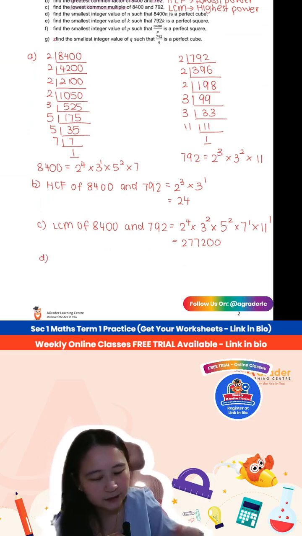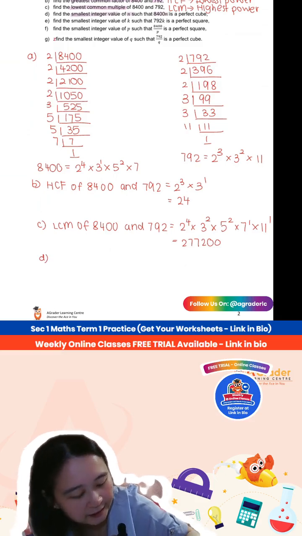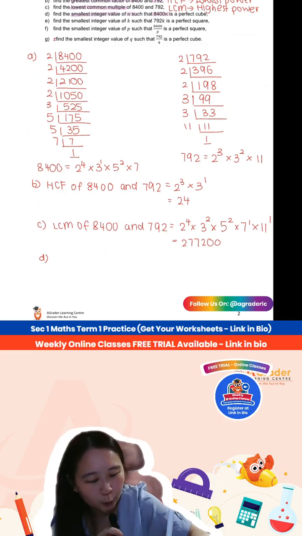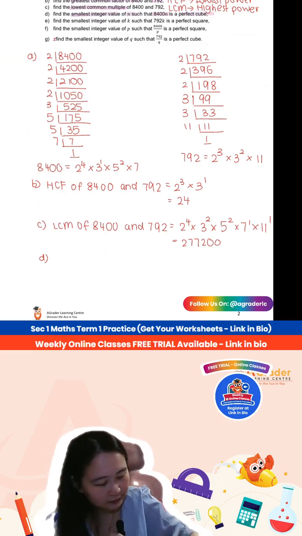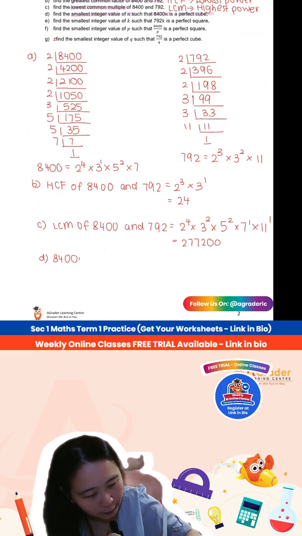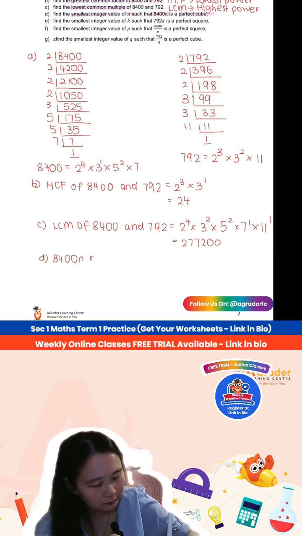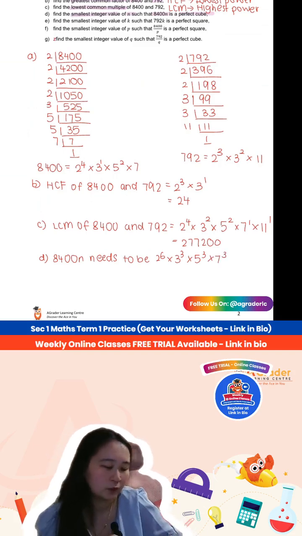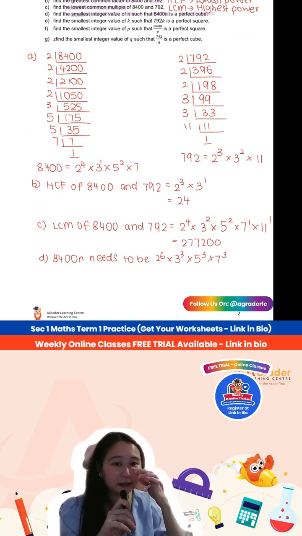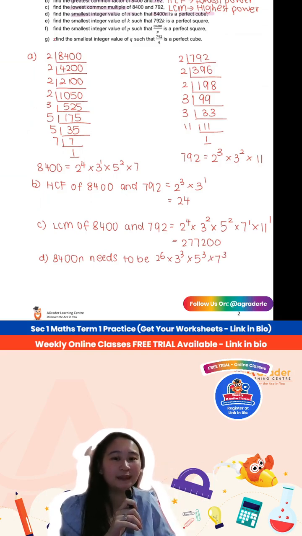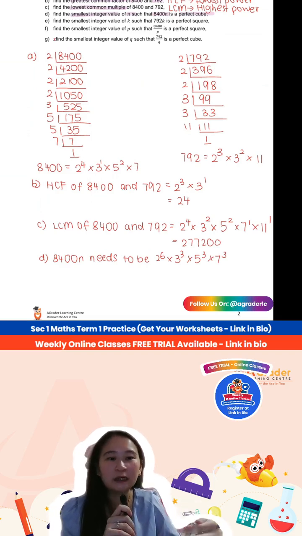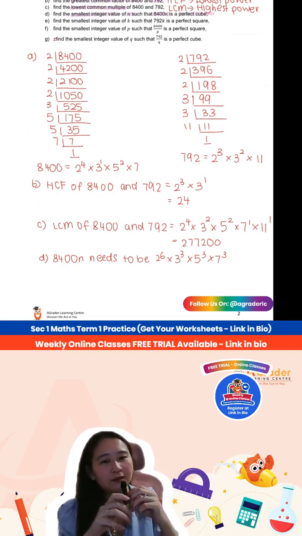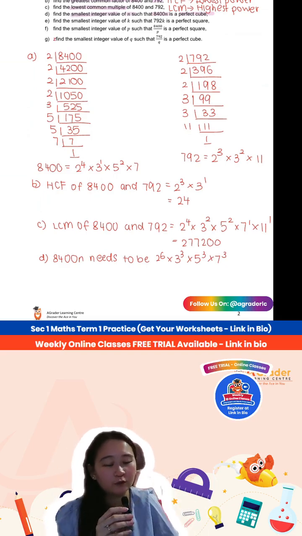Part D, find the smallest integer value of n such that 8,400n is a perfect cube. Similarly, if you want a perfect cube, you want the powers to be multiples of 3. So 8,400n needs to be 2 to the power of 6 times 3 cube times 5 cube times 7 cube. Take note that we are multiplying by an integer, so the number must be bigger, meaning the power must be at least the same or greater. So we'll find the nearest higher power that is a multiple of 3.